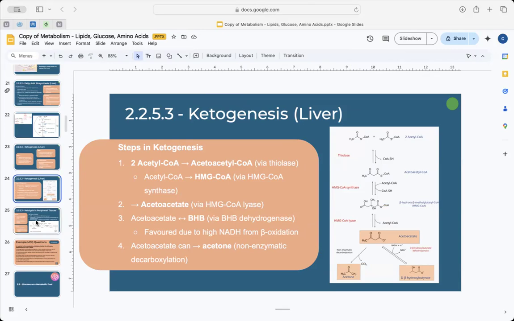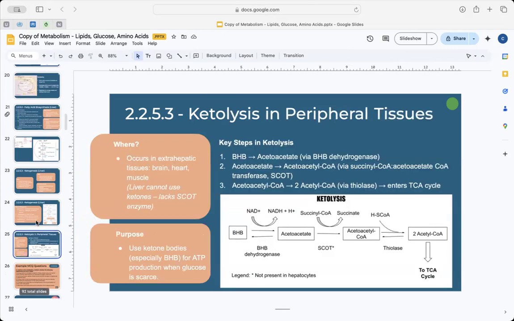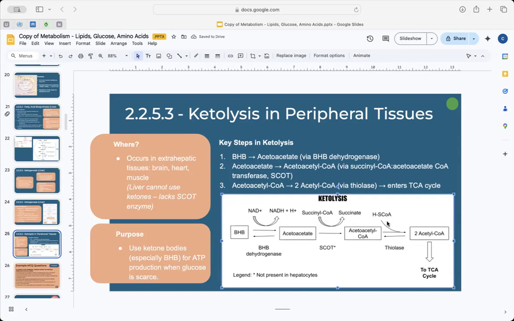Cool. So that's ketogenesis, and we have ketolysis as well, whatever you prefer. This happens in extrahepatic tissues, so the brain, the heart, and the muscle. The liver can't use ketones because it lacks the SCOT enzyme. That's here on our diagram. And the reasoning for this is for using ketone bodies, especially beta hydroxybutyrate, when ATP production from glucose is scarce. So we need another source.